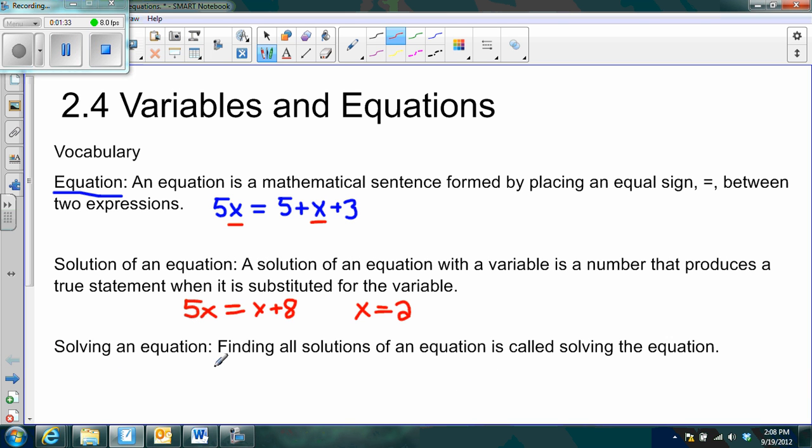So solving an equation is finding all the solutions, like this x equals 2. But sometimes you may have a case where you have more than one that makes it true. So finding all the solutions is solving an equation.